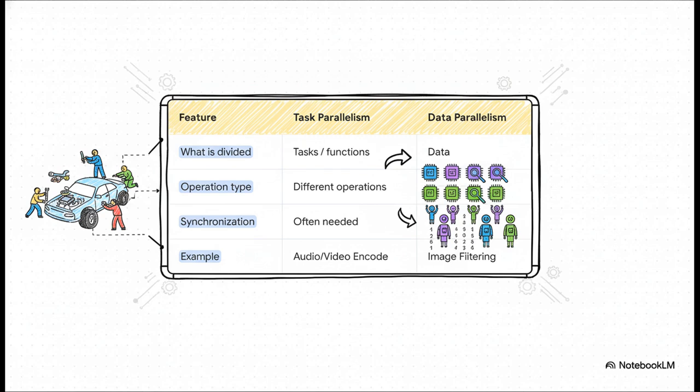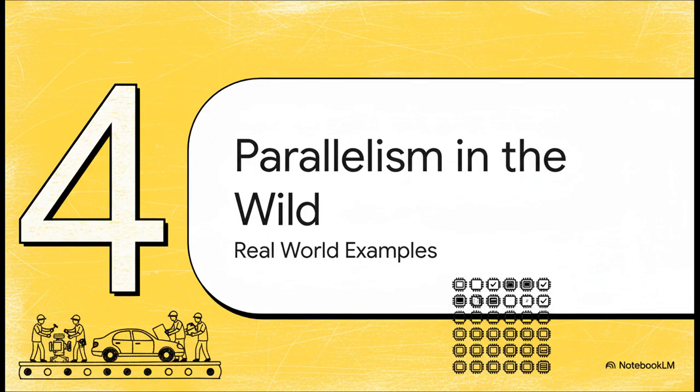For example, synchronization. With the specialist team, they need to coordinate, right? The engine guy has to wait for the chassis to be ready. But with the clone army, everyone's doing the same thing, so they barely need to talk to each other at all. Now, this isn't just theory. This isn't just something for a computer science textbook. You are using both of these concepts literally right now. Let's look at where they pop up in the hardware that you use every single day.